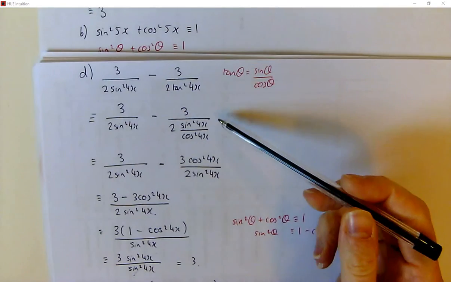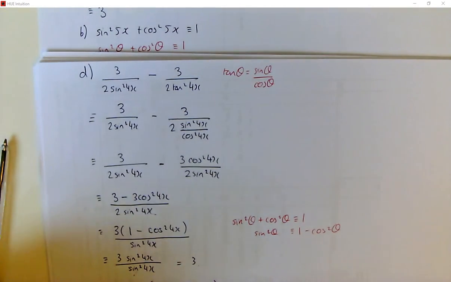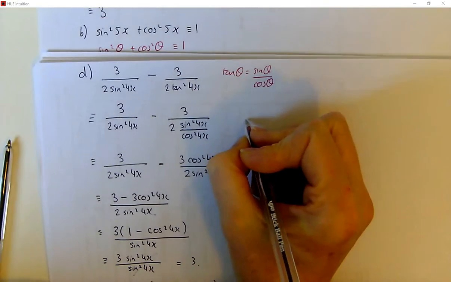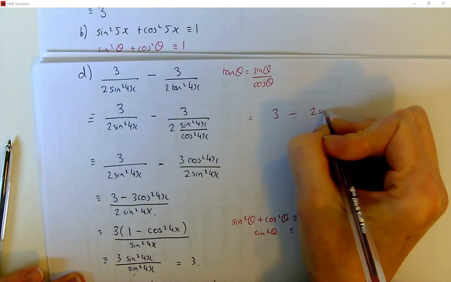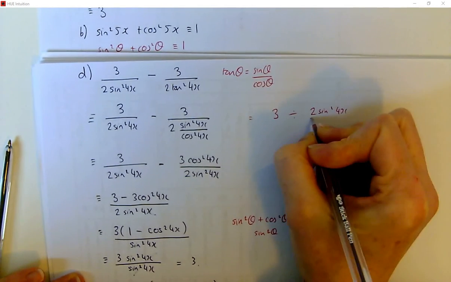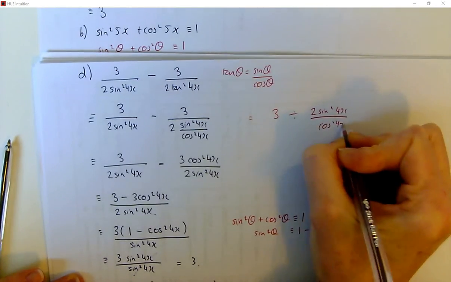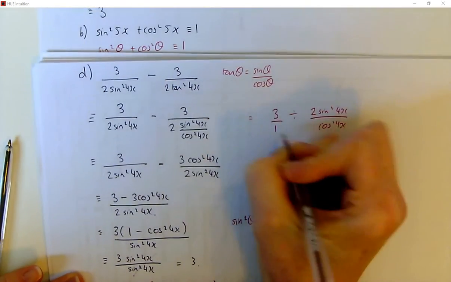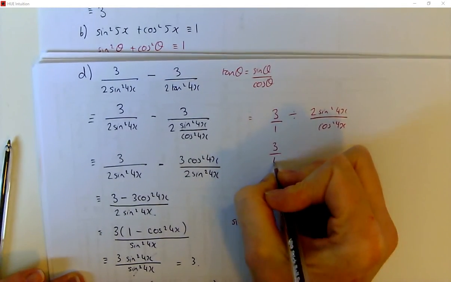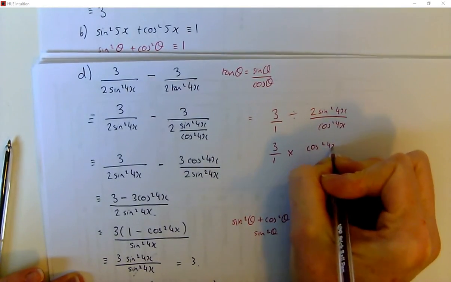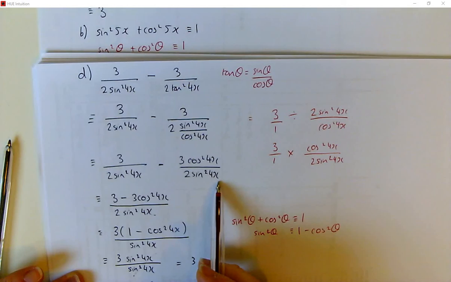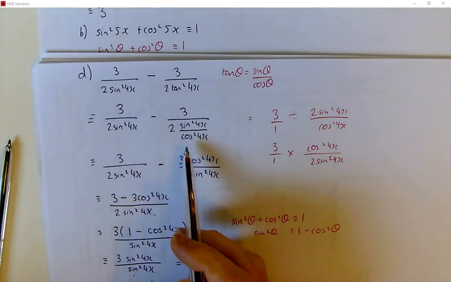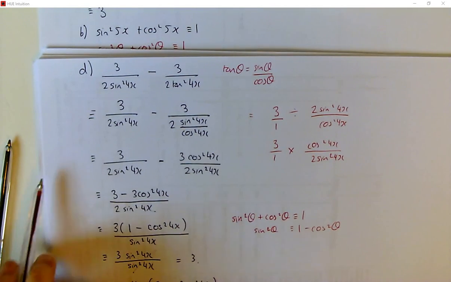If you have bother with this bit here, it's just basic fraction work. So this is the same as 3 divided by 2 sine squared 4x over cos squared 4x. Which is the same as 3 over 1 divided by that, so that's the same as 3 over 1 times cos squared 4x over 2 sine squared 4x, and then that gives you this expression here. So if you have a denominator inside a denominator, the denominator becomes the numerator.